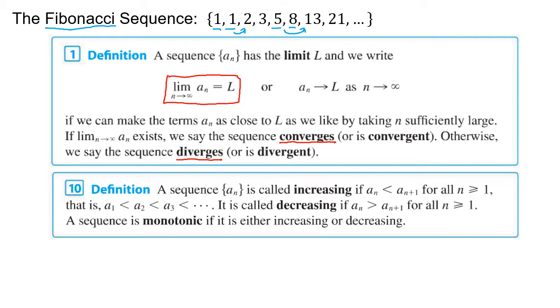It's decreasing if it's the other way around. So if every single term gets smaller as you go down the list, and it's monotonic if it's not increasing or decreasing. And so that would be like if you had a whole list of 2s, that would be monotonic.